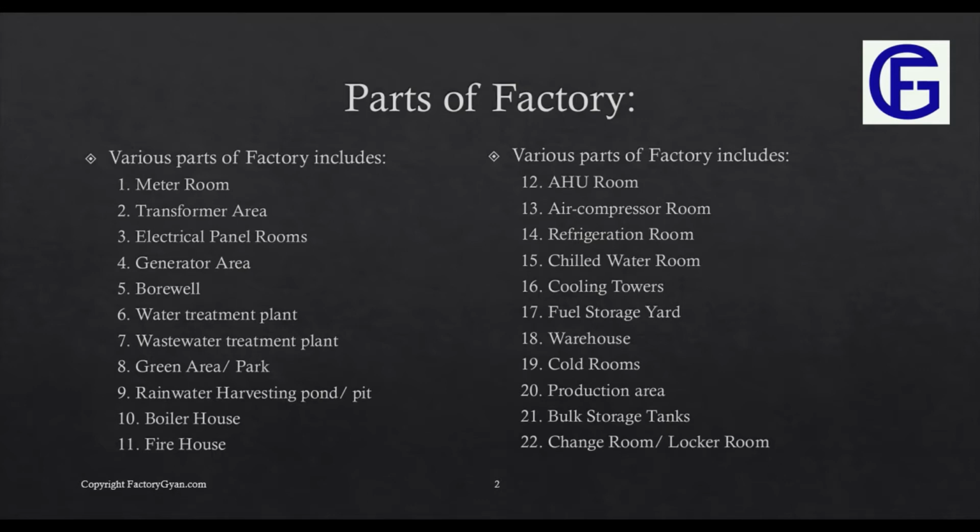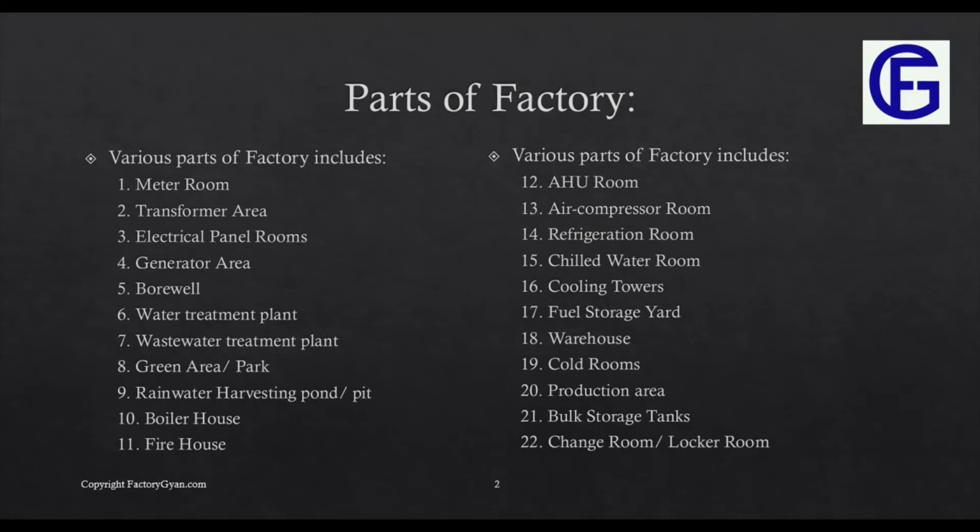Next in the line is a firehouse. Every factory needs to have firefighting equipment, which includes a diesel pump, electrical pump, jockey pump, etc., and a fire hydrant system, fire sprinkler systems, and these fire hydrant pipelines need to be maintained with some level of water pressure all the time, as per the local fire rules as well as the national building code. Hence, there has to be a firehouse in every factory.